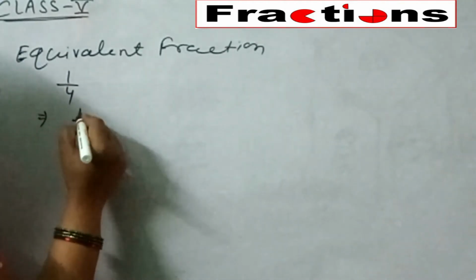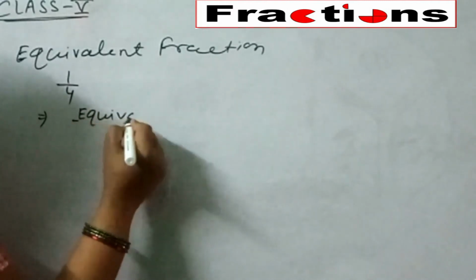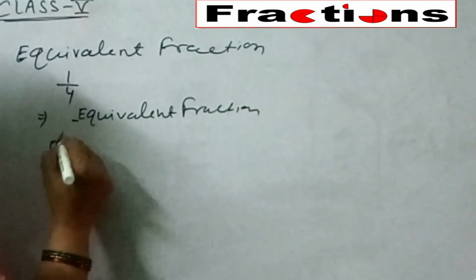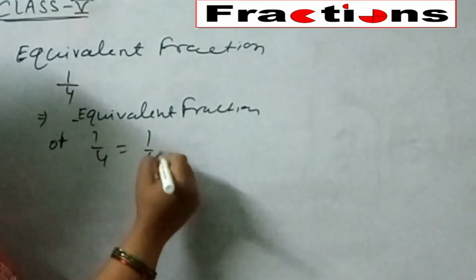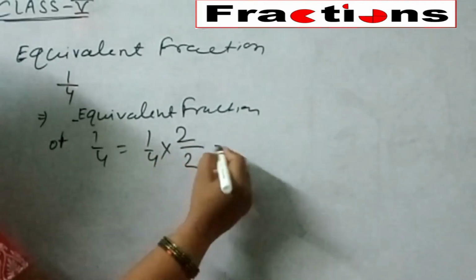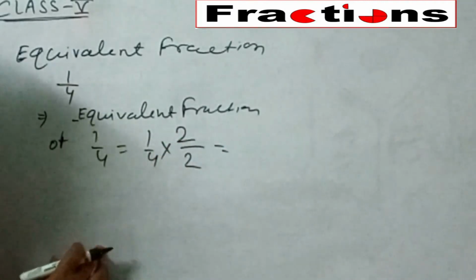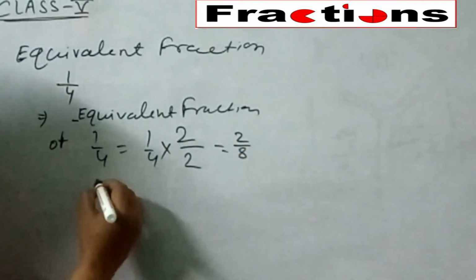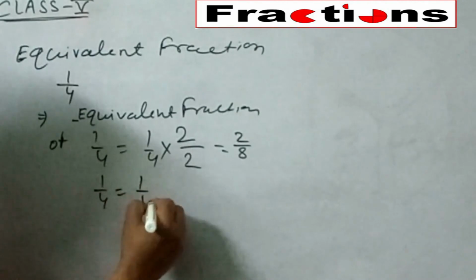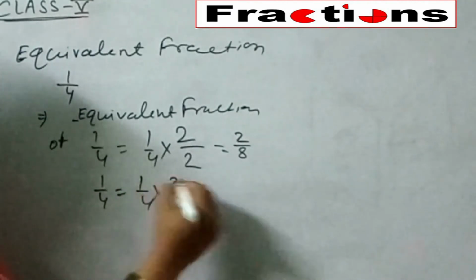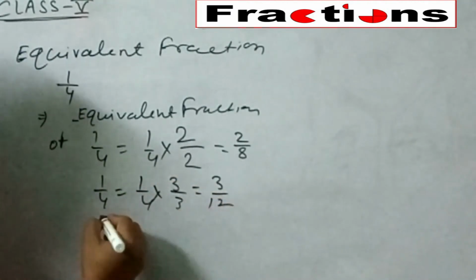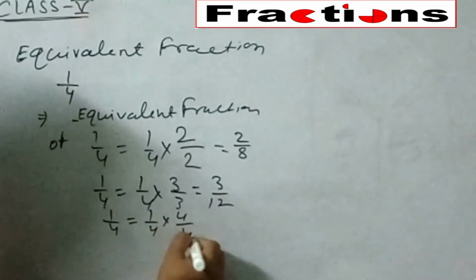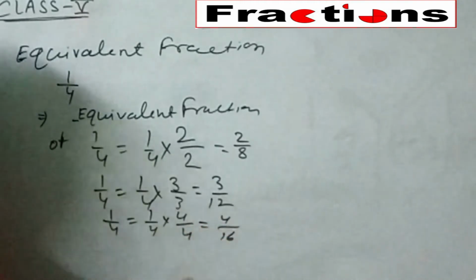Write here the equivalent fractions of 1 by 4. That is 1 by 4, what we have to do? Multiply with 2 by 2. 2 ones are 2, and 2 fours are 8, so this will be 2 by 8. Again 1 by 4, the next number is 3 by 3. 3 ones are 3, 3 fours are 12. Again 1 by 4 multiplied by 4 by 4 is 4 by 16.